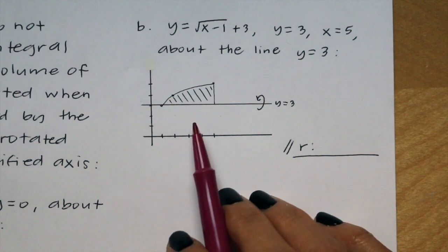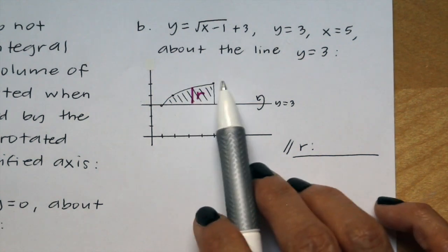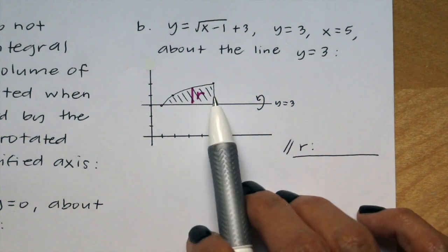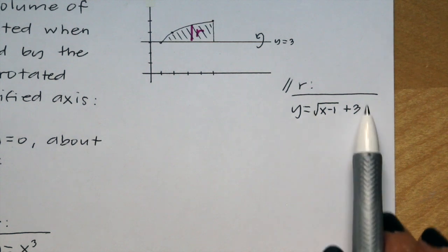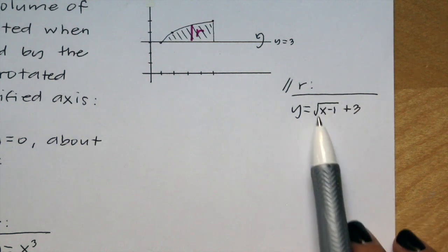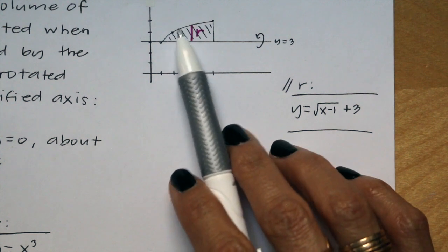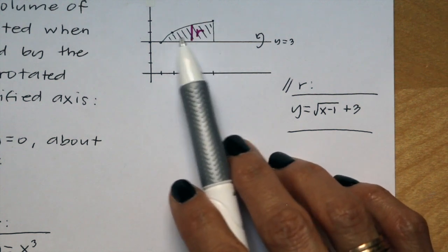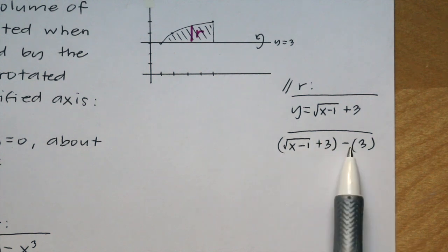So to start, we want to identify r. So here's r. And again, you can see that r is bounded by the square root graph and the line y equals 3. Since this is a dx problem, we already have y in terms of x, so we're good on that. Again, r is top minus bottom. The top is the square root equation minus 3. So I wrote that over here. I have the square root equation minus 3.